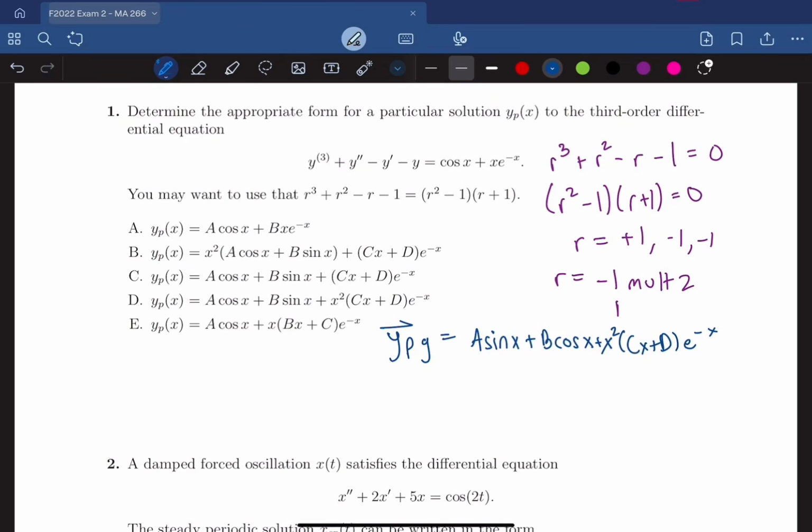So this is our complete guess with all of our duplications taken into account. This should be the answer somewhere. I think it's... yeah. It's a cosine x and b sine x, but it really doesn't matter. It means the same thing.